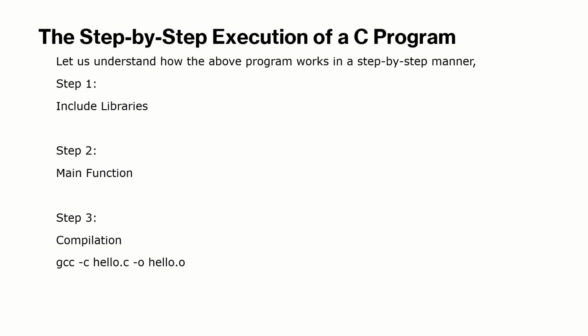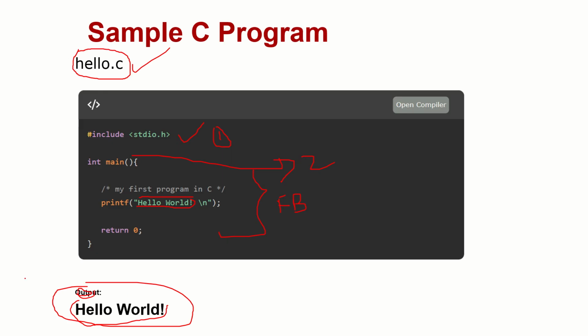The first step is to include libraries. The first statement in the above code is the hash include. You can see this one, hash include. This is the statement that imports stdio.h, the file, into the current program. This is called a preprocessor directive.